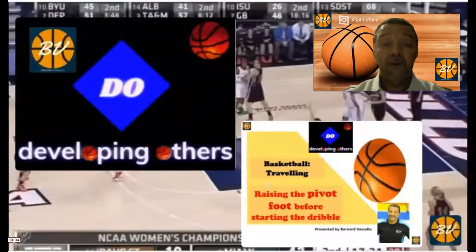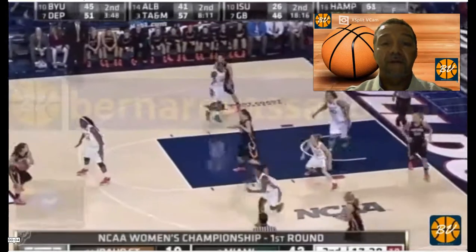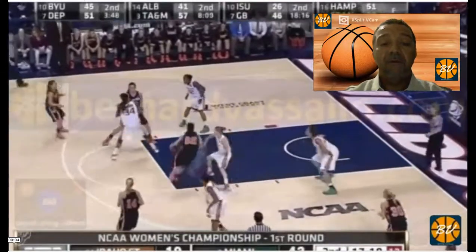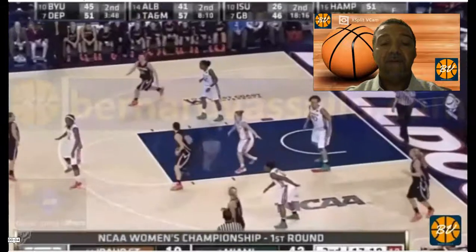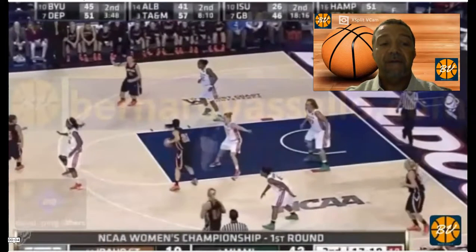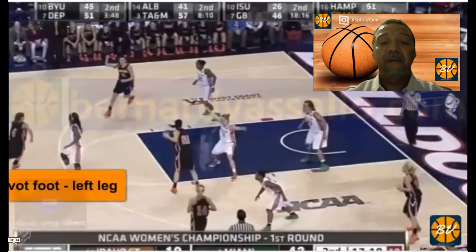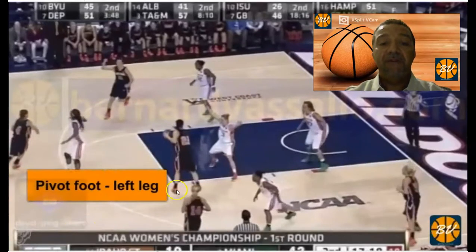As a second video, we're going to treat the same article, however seeing a slightly different action, where now we're going to see a game action where a player receives the ball at the elbow of the key, and the player then moves her pivot foot before starting the dribble. Let's see here. The pivot foot is established, being her left leg. The player's left leg is the pivot foot.